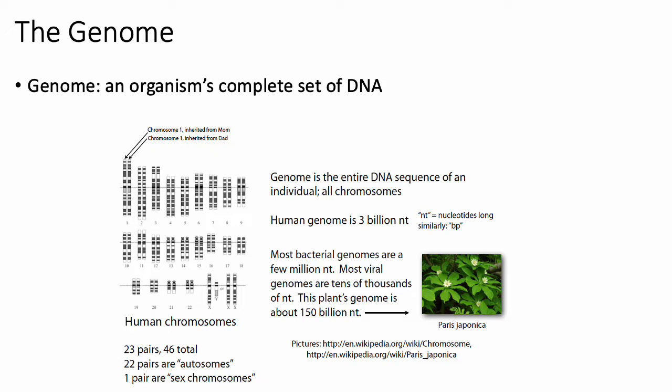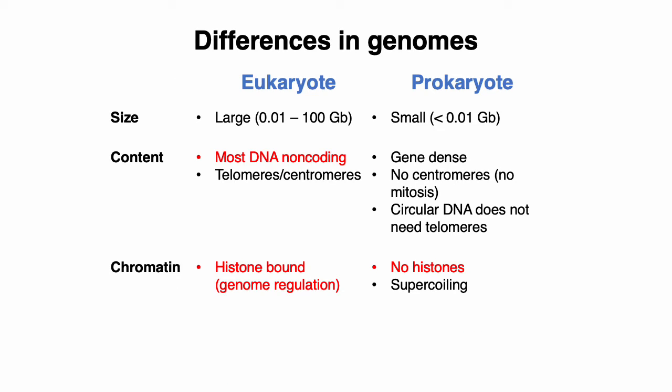The human genome is approximately 3 billion nucleotides in length. To put 3 billion in perspective, most bacterial genomes have on the order of a few million nucleotides, and viral genomes can be much smaller than that. So it's worth pointing out that genomes can vary pretty widely across different organisms.